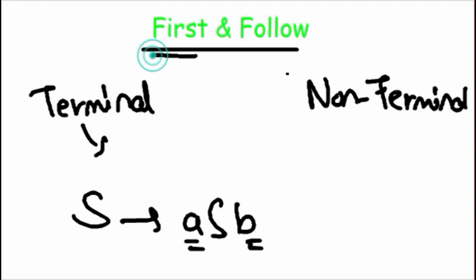So today we will understand how to calculate first and follow. In order to calculate first and follow, first we need to understand what we mean by terminal and non-terminal symbols. So a terminal symbol is, for example, look at this production.